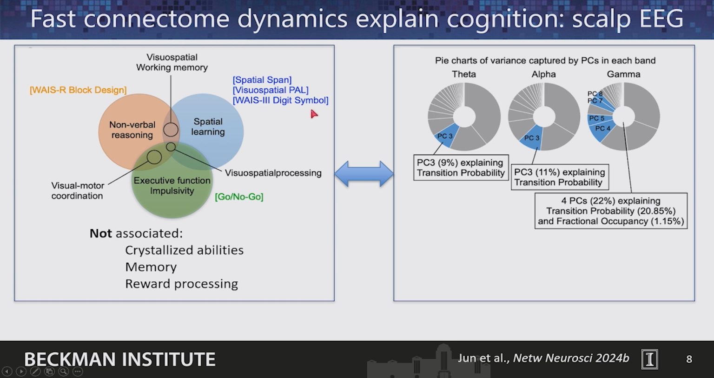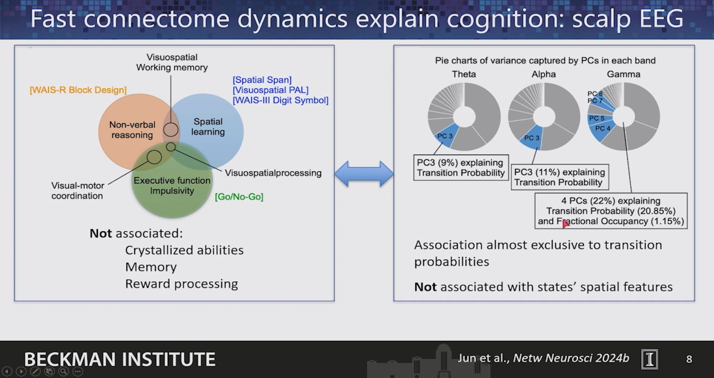And then on the EEG side, the association, with the minor exception here of fractional occupancy, is almost exclusively carried by transition probabilities. So the way the states are sequenced is what's associated with cognitive abilities. And again, the spatial features, so the spatial arrangement, the actual instantiation of the states in individuals, that was not found to be heritable is also not associated with cognitive abilities.